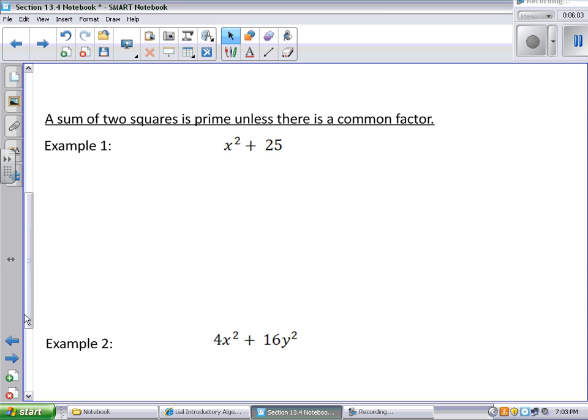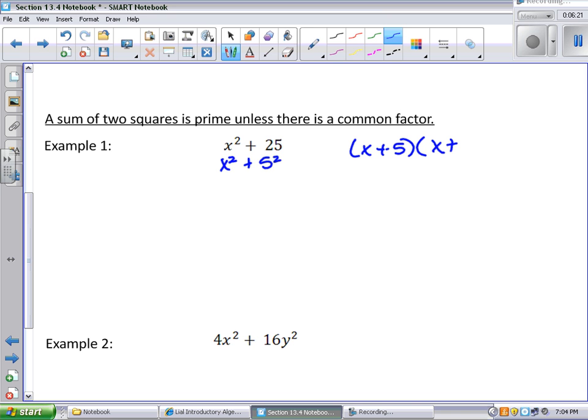If we have a sum of 2 squares, it is prime unless there is a common factor between the 2 squares. So this is x squared plus 5 squared. But think about the possible ways that we could factor it. x plus 5 times x plus 5. But when I multiply out, the outside gives me 5x and the inside gives me plus 5x, I get a 10x as my middle term.